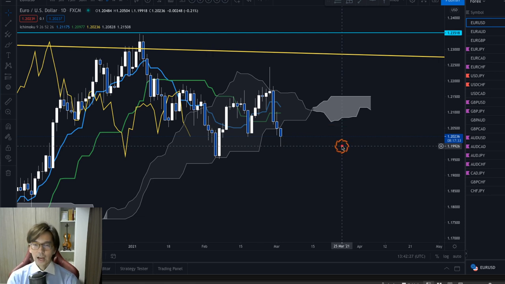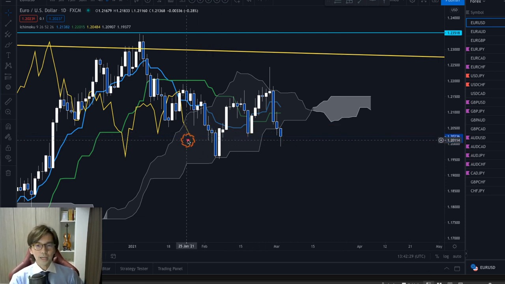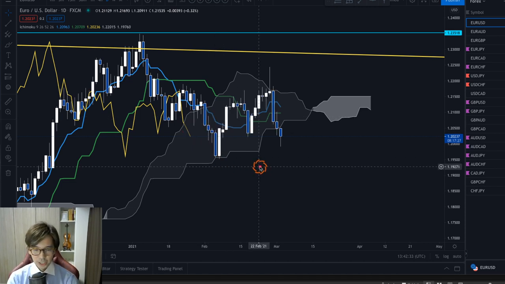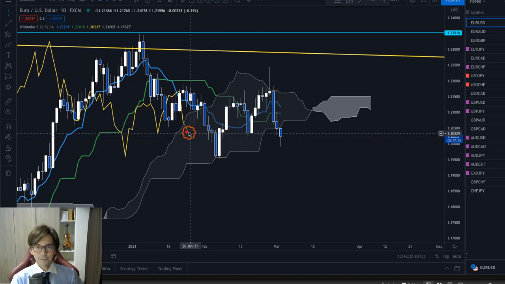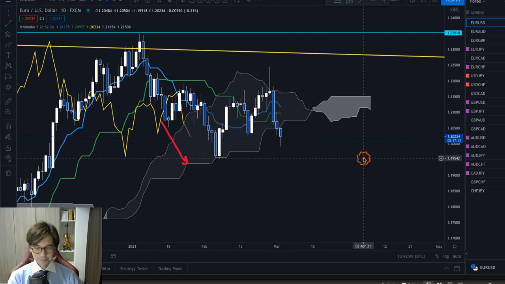And also, another reason is that the Chikou Span is still too close to the candles. The Chikou Span should be far apart from the candles for this Kumo breakout to be reliable. But now this Chikou Span is too close, so that's another confirmation why this Kumo breakout can be fake.